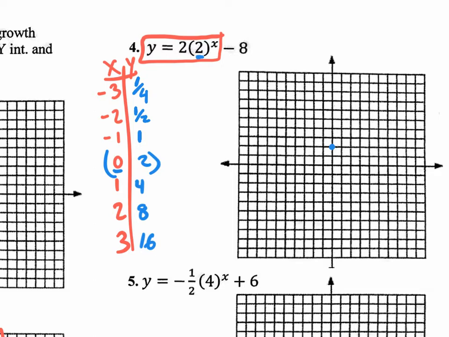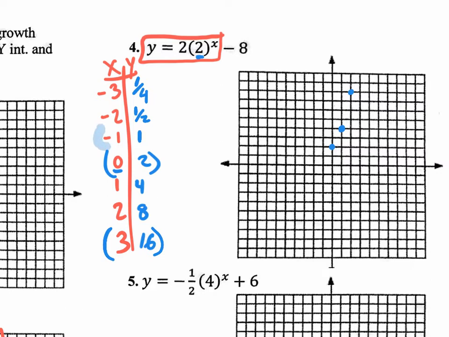So if we graph the coordinate (0, 2), we already did that. If we graph the coordinate (1, 4), it's right here. Graph the coordinate (2, 8), you're almost off the graph. The coordinate (3, 16) is off the graph, so I'm not even going to graph it. Let me graph the negative ones.